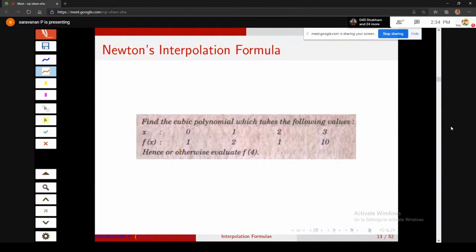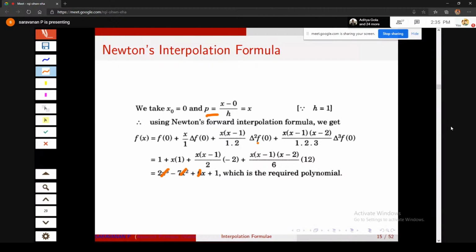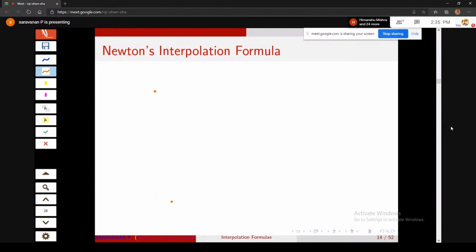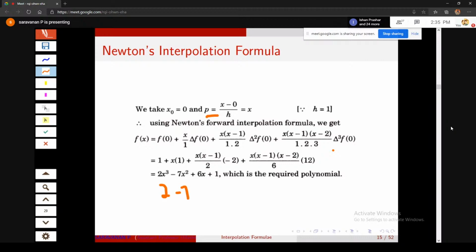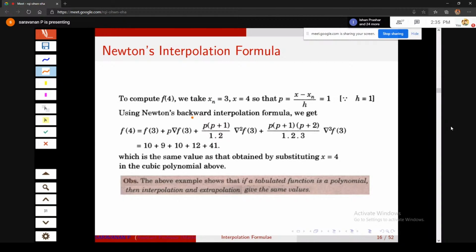See here, 1. And put x equal to 1. You will get 2 minus 7 plus 6 plus 1. 6 plus 1 is 7, minus 7 cancels, so you get 2. That is here 2. Similarly, when you put 2, you will get 1. When you put 3, you will get 10. This is one way. Since you want to compute f of 4, you can use the backward interpolation formula also.